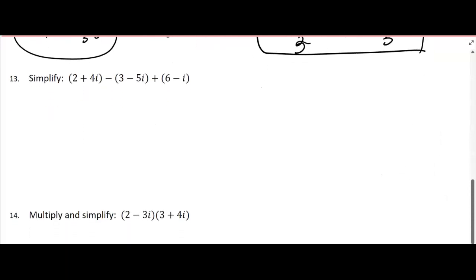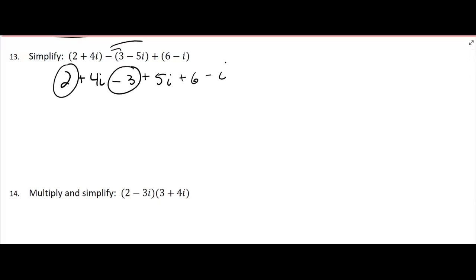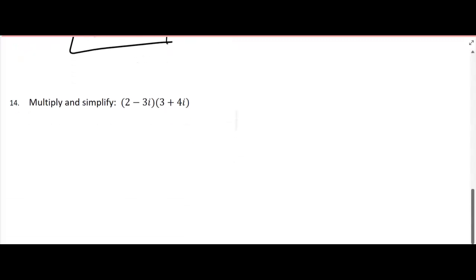Okay, hopefully that helps. Simplifying, now that we're talking about i's, so we have 2 plus 4i minus 3 plus 5i. You're distributing the minus sign, plus 6 minus i. Okay, so take the real parts, 2, -3, and 6. Add those together and you're going to get 5. Take the imaginary part, 4i, 5i, minus i. So 4 and 5 is 9, minus 1. It's going to be plus 8i. That's the answer. It's like combining like terms.